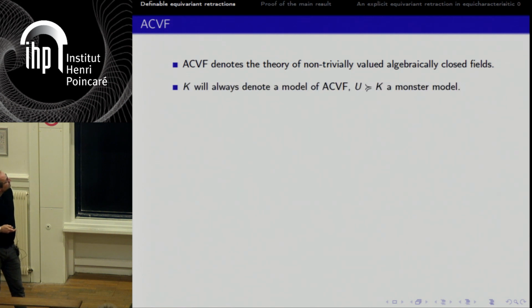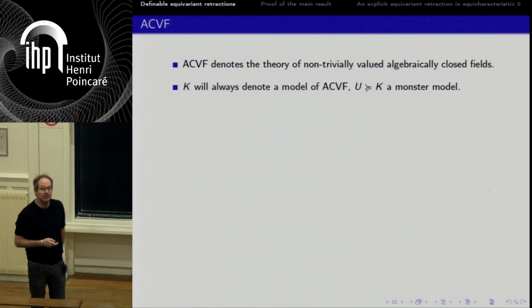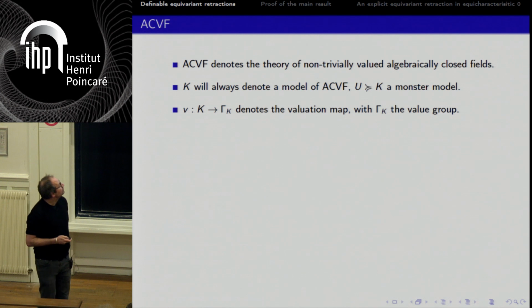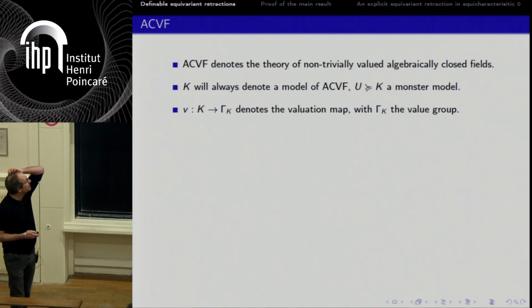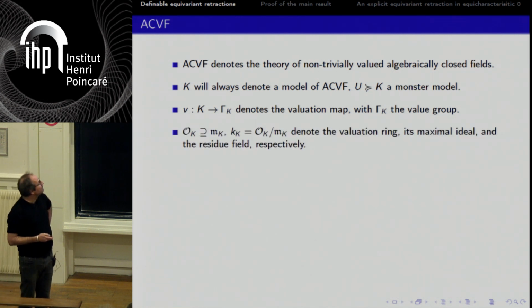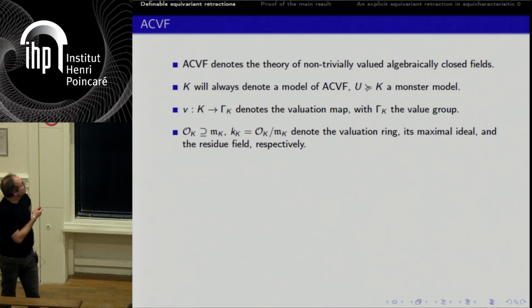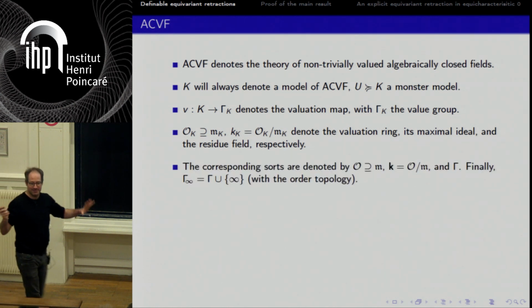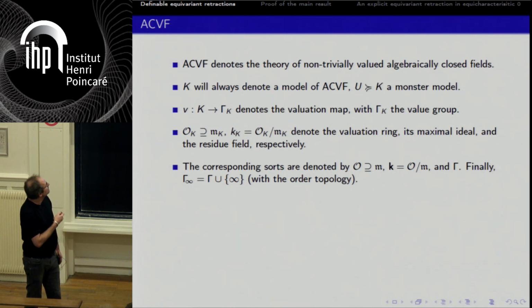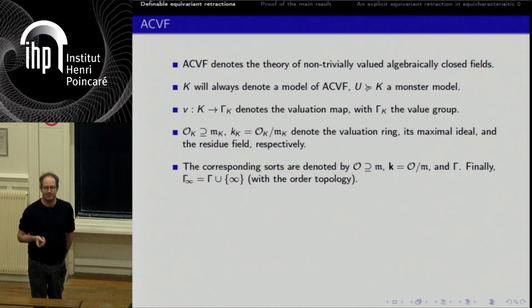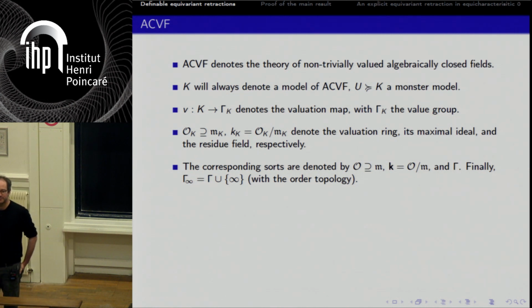Okay, so this is the theory. K will always denote a model, and U a monster model, so a highly saturated elementary extension of K. Just some notation: usual notation, the valuation map is given by v, Γ_K is the value group, the valuation ring O_K, m_K its unique maximal ideal. The residue field I denote by little k indexed capital K. And if I talk about sorts, so not mentioning the points in some particular model, then it will be O, little m, little k, bold, and Γ. And finally, if we talk about Γ together with the element at infinity, we call it Γ_∞, and we consider it with the order topology, so as a total order.